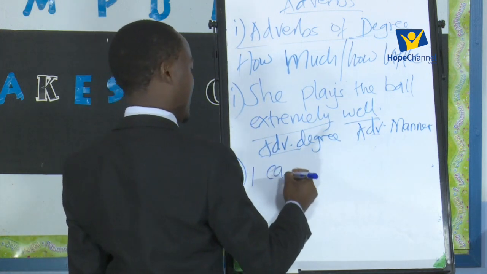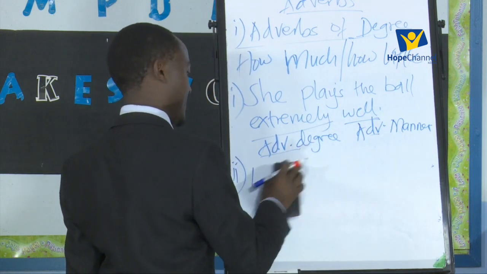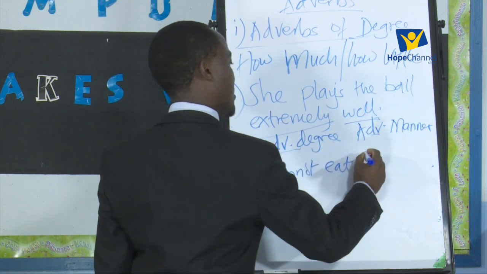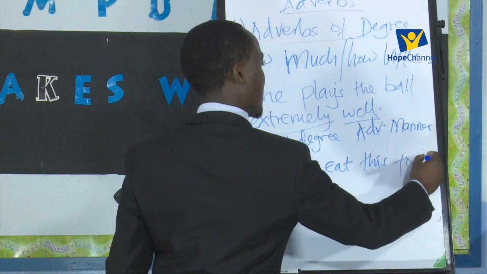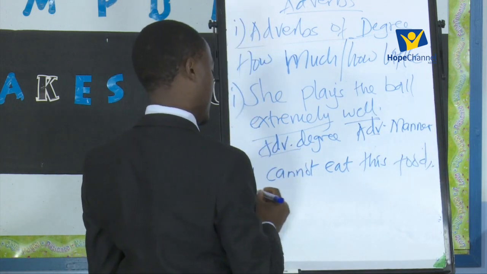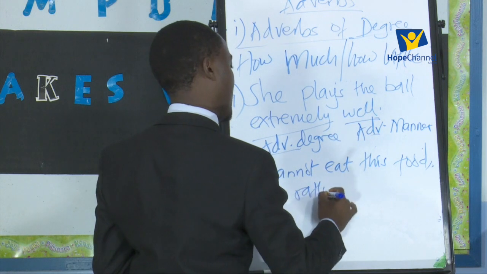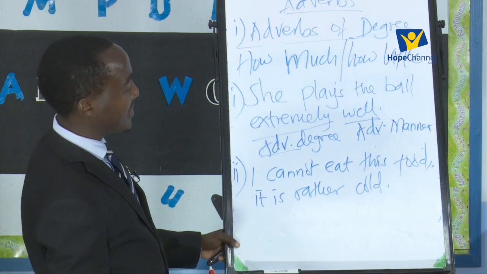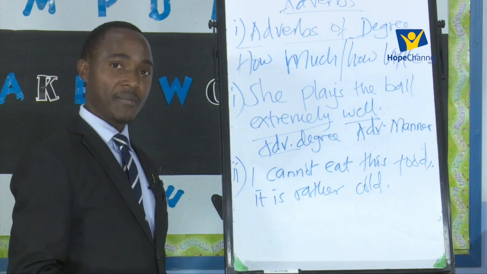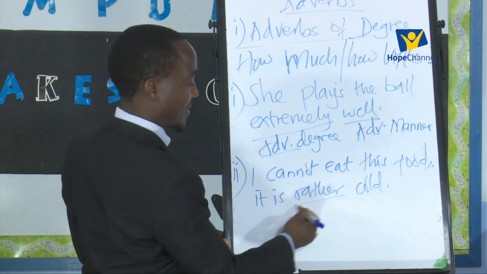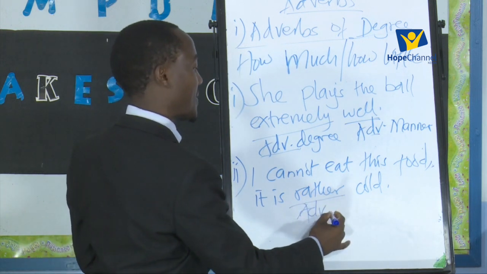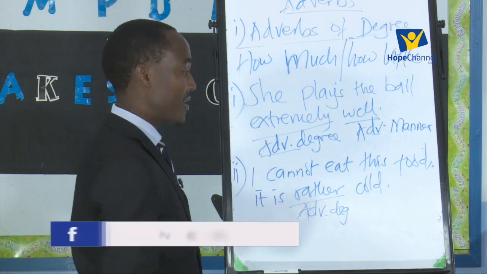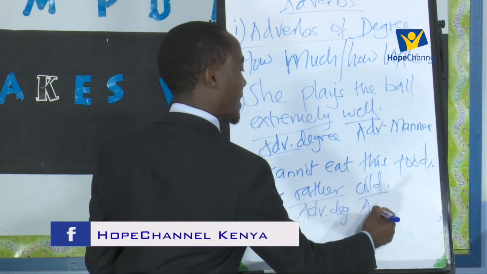Another example in a sentence. I cannot eat this food. It is rather cold. So we have our sentence here, I cannot eat this food. It is rather cold. So our adverb here is rather. This is our adverb of degree, the extent to which the food is cold, and the word cold is simply an adjective.